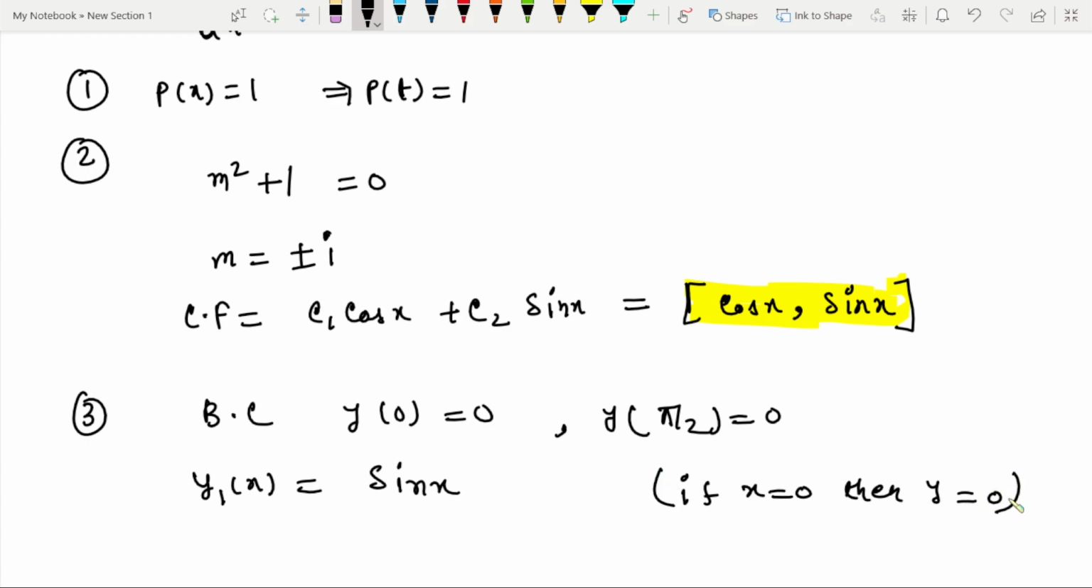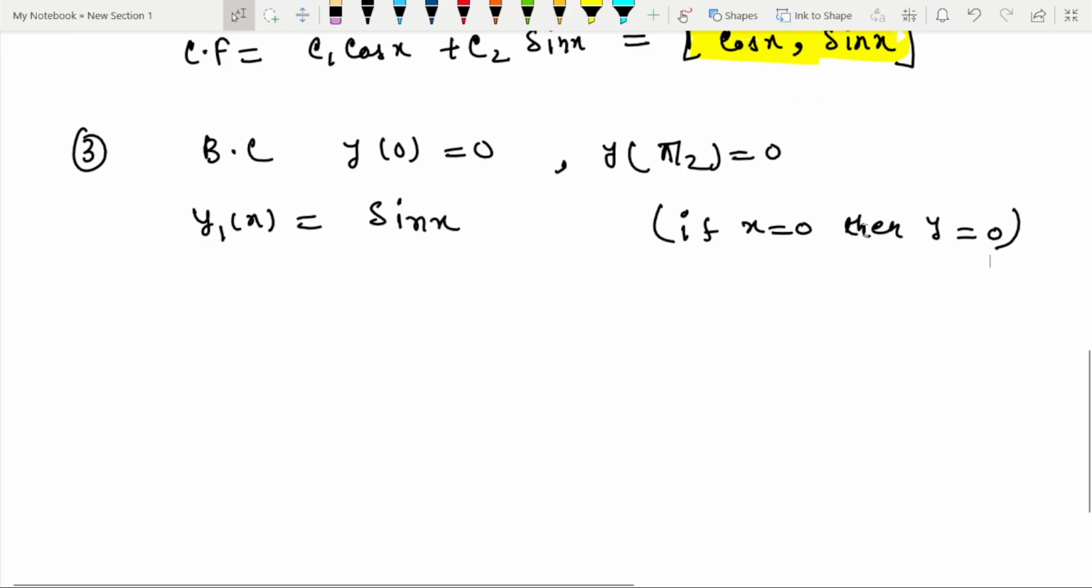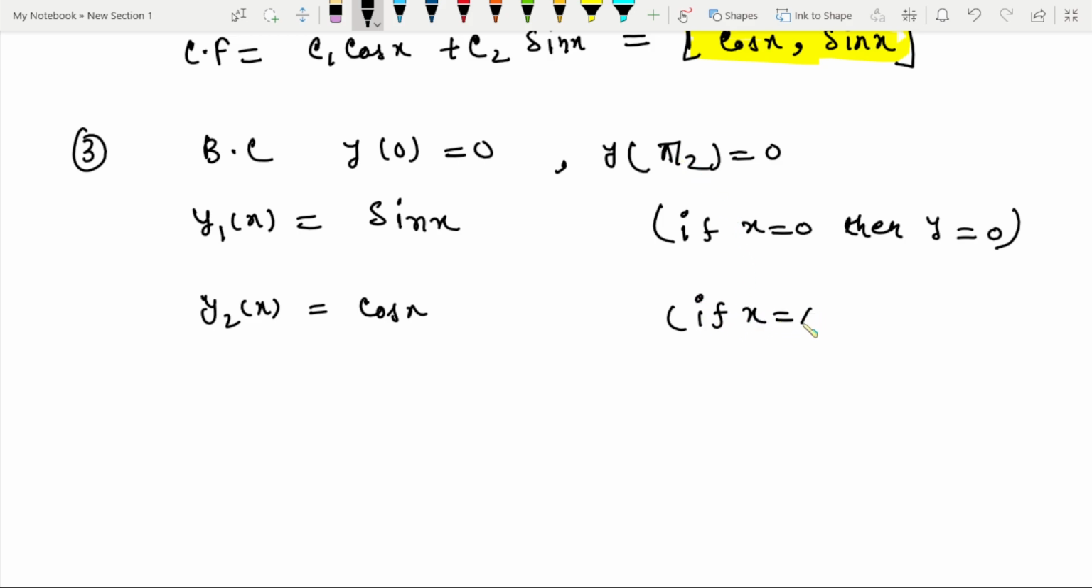Now y2 should be what? y2(x) should be cos x, because if x equals pi by 2, then y is 0. So this is our second boundary condition.